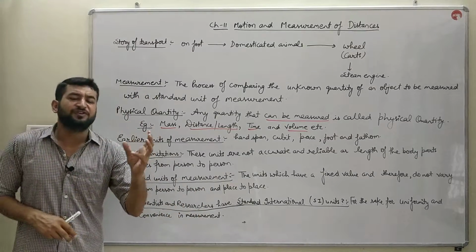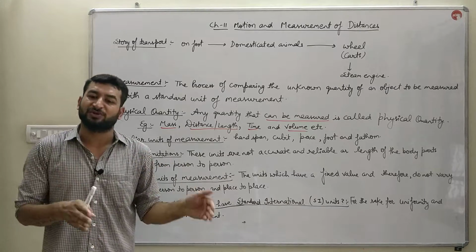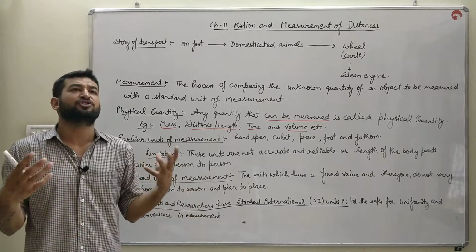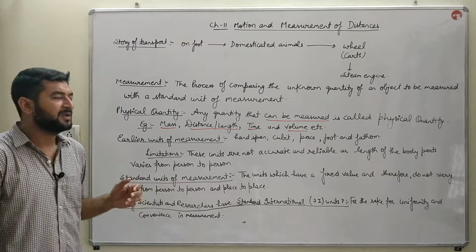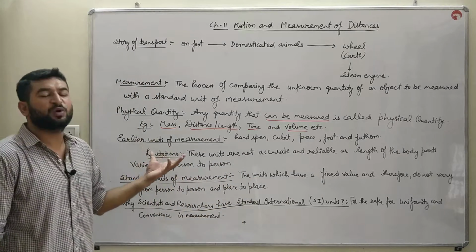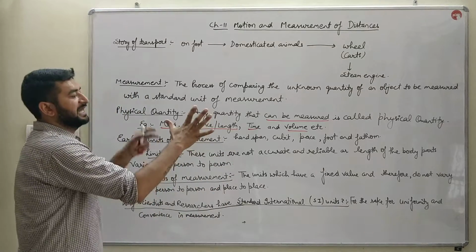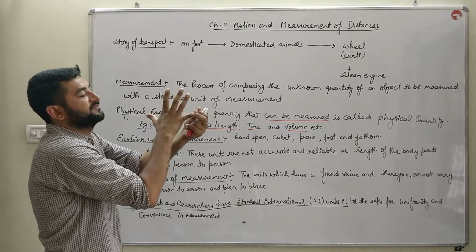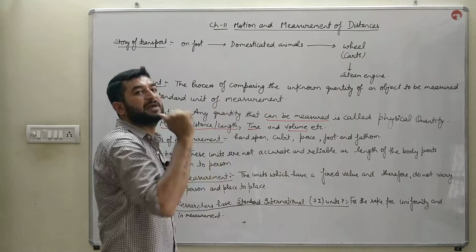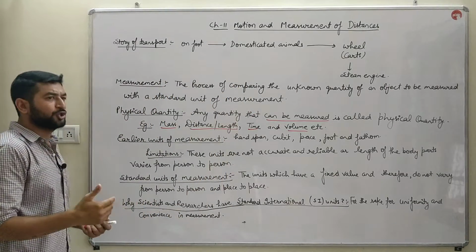In earlier times, we used rough or inaccurate units. We used approximate units which vary from one person to another, like body parts. In earlier times, a unit of measurement was the handspan. This is the handspan, the length from the tip of this thumb to the tip of this finger. This is one handspan. Next one is cubit.